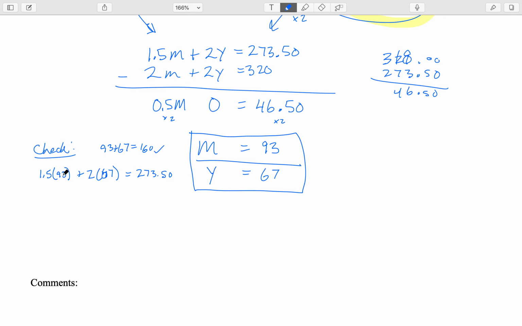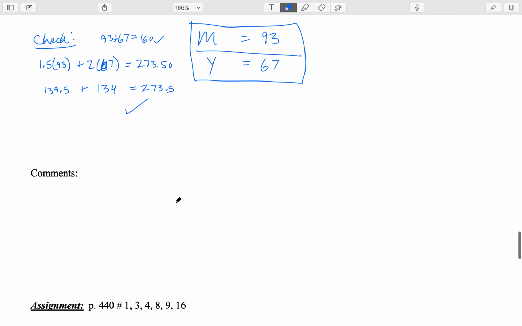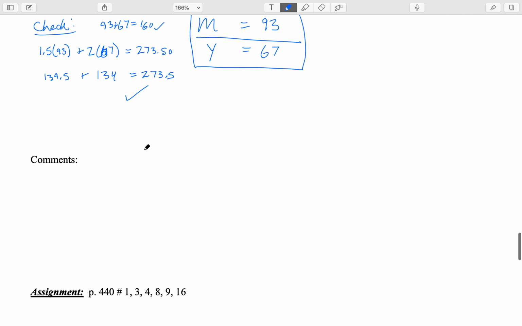Okay, 1.5 times 93 is 139.50. 2 times 67 is 134. And when I add those up, yes, it does. It does make 273.50.